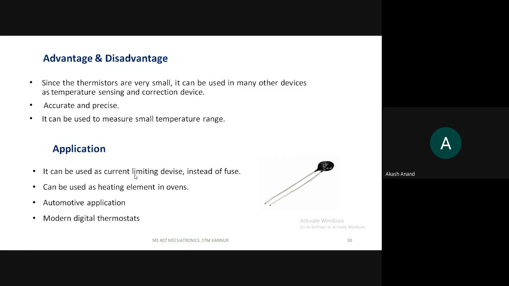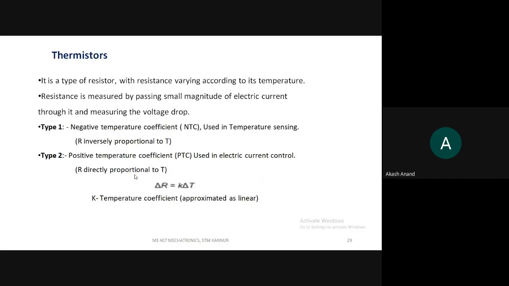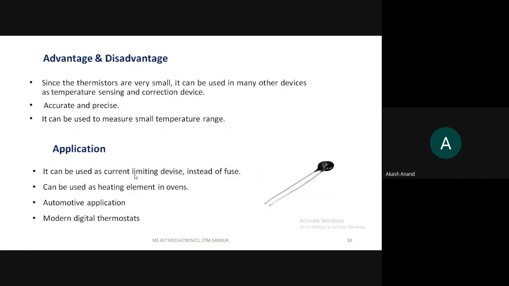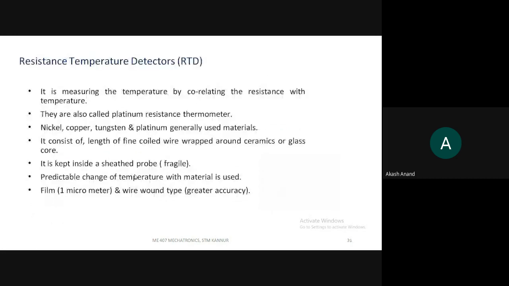That device is actually showing the temperature measured through a thermistor. So in modern digital thermostats, thermistors are used. Why? Because a thermostat is actually a small device, and a thermistor is very small as compared to it, so it can be simply used in that device.